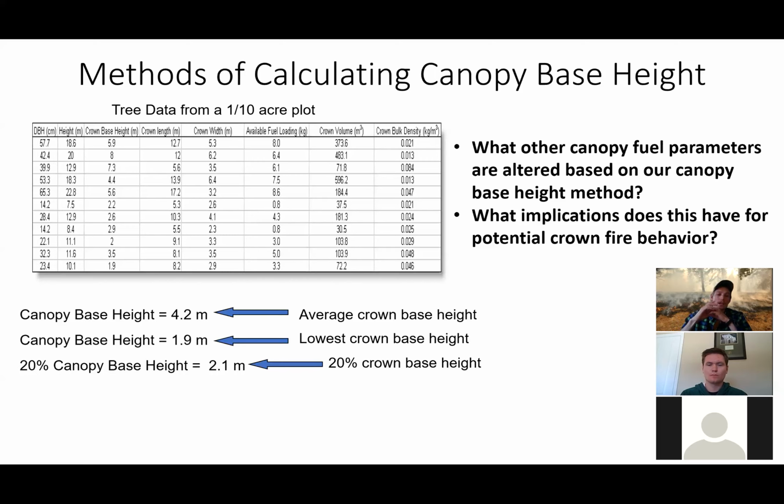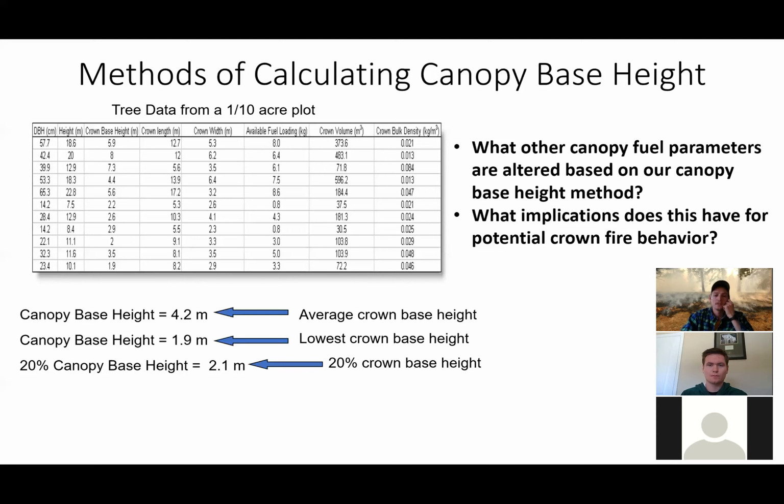So when we drop our canopy base height, it'll make initiation easier, right? Because we're saying, hey, these fuels are closer to the surface. So initiation will happen easier, but our bulk density has actually gone down, right? Because we've got a larger volume. Remember, a lower canopy bulk density basically says that it would potentially be harder to have an active crown fire now. So we would need a faster rate of spread to sustain that active crown fire.